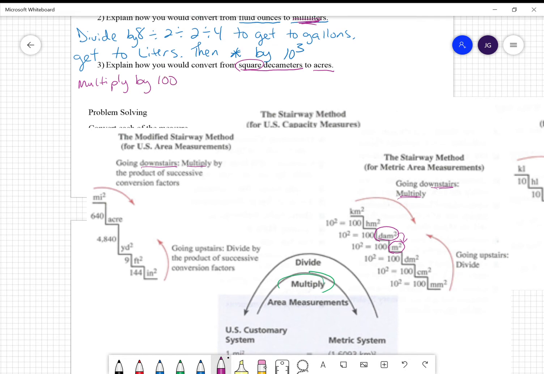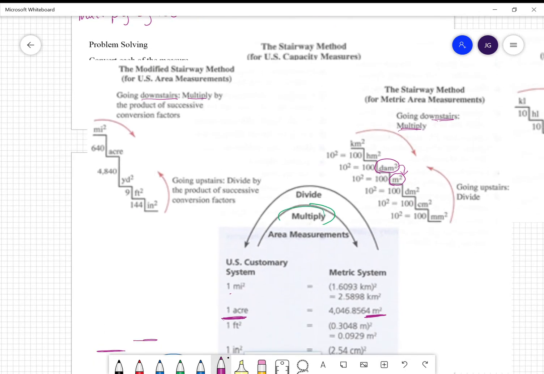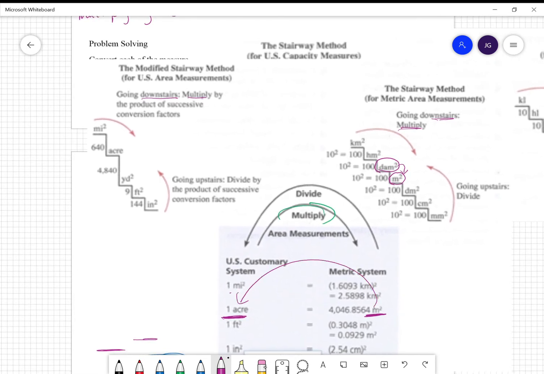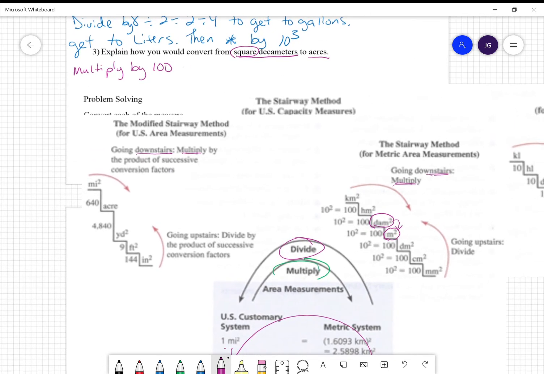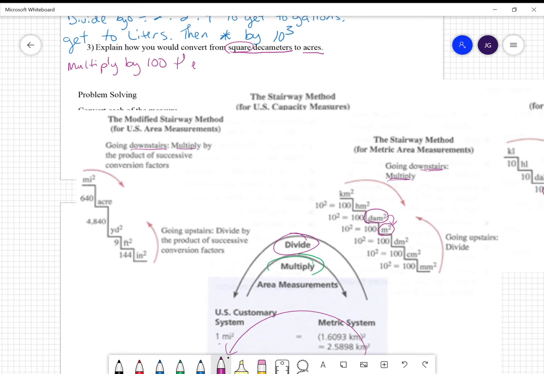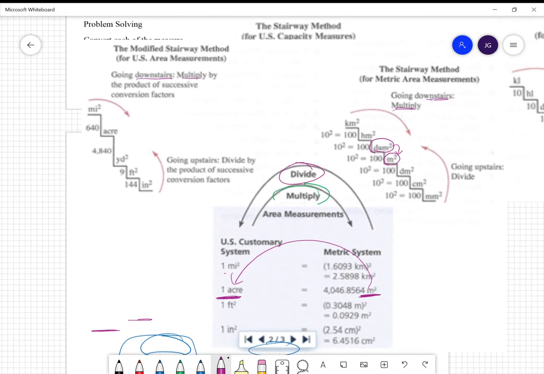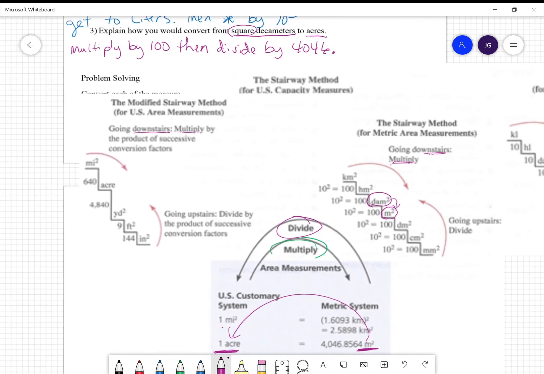Now I'm at meters squared. So then I'm going to go to my chart and I'm going in this direction, which is divide. Divide by 4,046.8564 to get to acres.